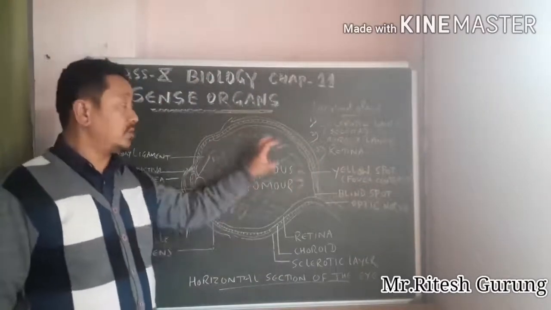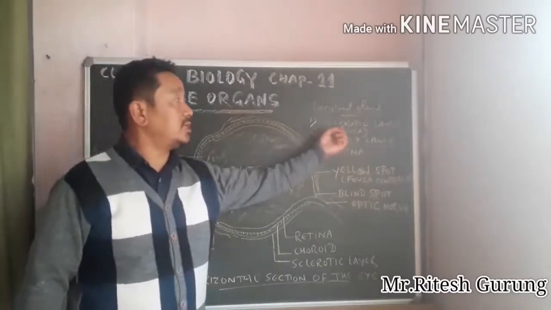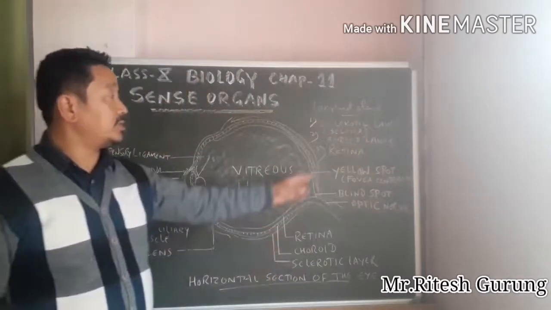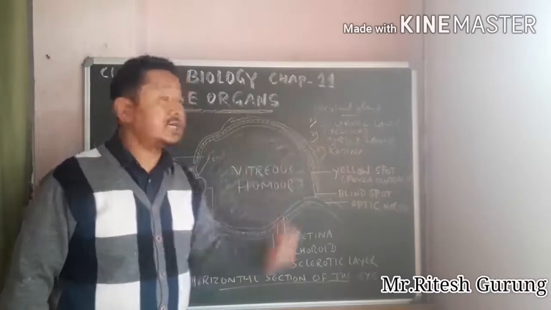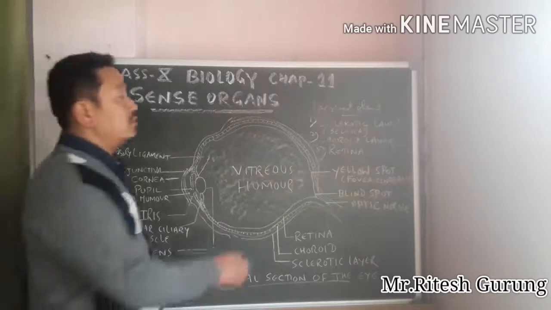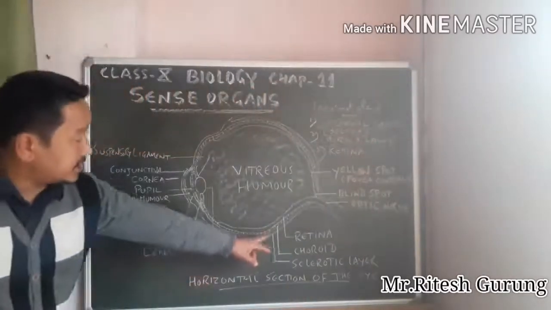The wall of the eyeball consists of these three concentric layers. The outermost one is your sclerotic layer, also called sclera. The second, middle layer is your choroid layer, and the third one is your retina. So these are the three layers of this eyeball. Now first we'll talk about this sclerotic layer or sclera, which is shown here in this diagram.